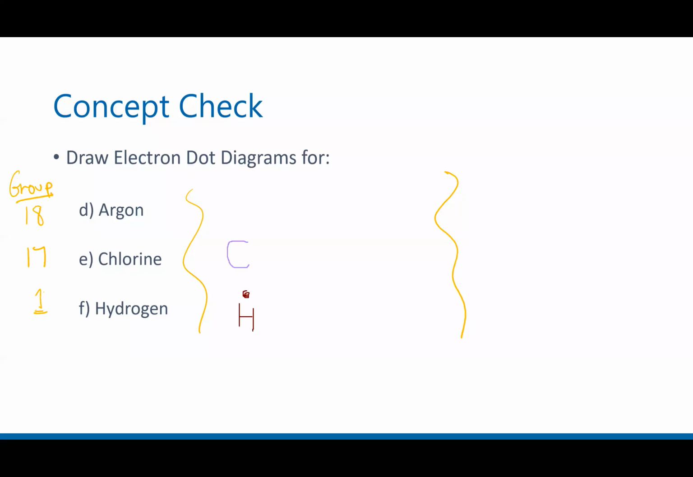Ooh, somebody's drawing there. Okay, I'm going to pause myself. I'll be back in 2 minutes. And whoever just drew hydrogen is perfect. I'll be right back. Don't forget your L in chlorine. Chlorine is Cl.